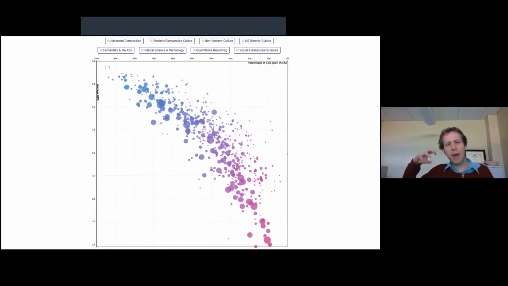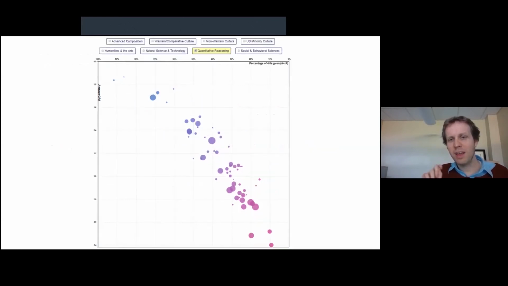And here, this is a map of every single gen ed at the University of Illinois. And I think it looks beautiful and it's super informative because you can highlight different gen ed requirements, check them, and zoom into this visualization to see exactly which gen eds it satisfies.